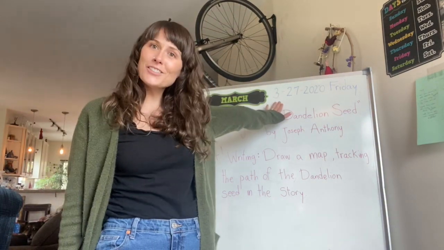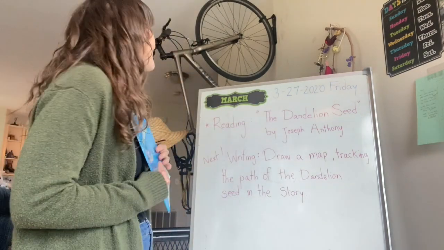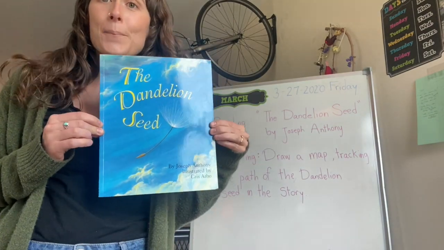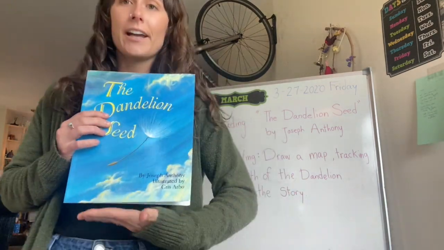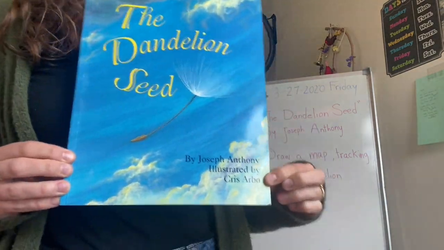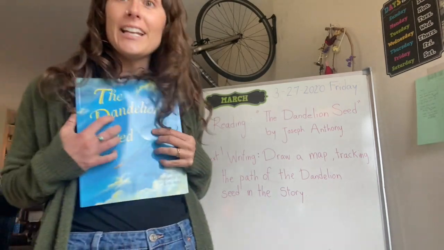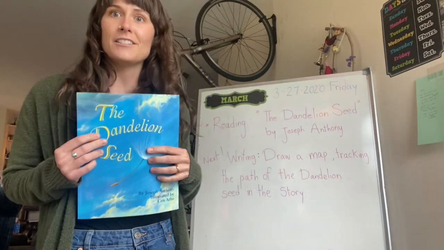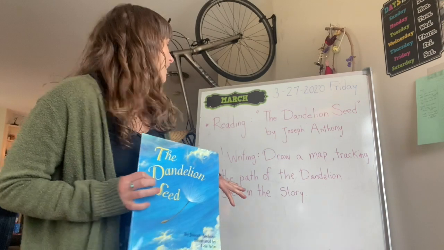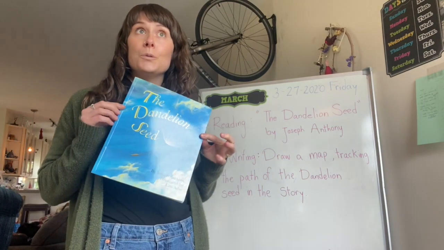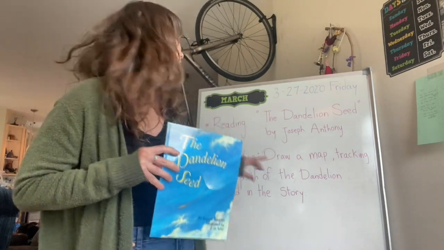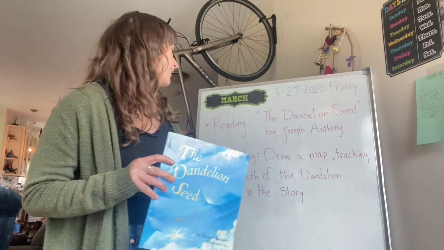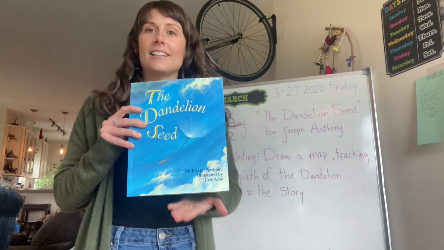Happy Friday the 27th. Today we're going to be reading a book for language arts. It's called The Dandelion Seed by Joseph Anthony. So we're going to read that, and our writing activity is going to be something kind of different than what we've done before. We are going to use tracking the sequence of the story, but we're going to use it to create a map. So we're going to draw a map tracking the path of the dandelion seed in the story.